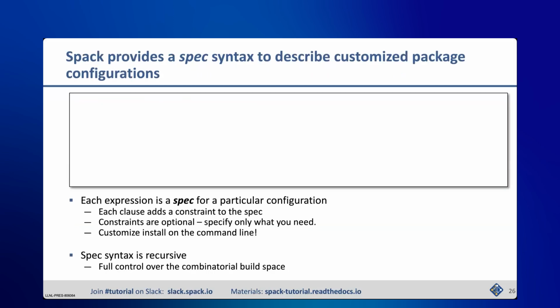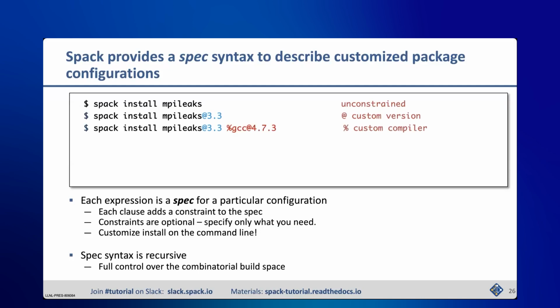So you saw that Spack provides a syntax that lets you describe custom package configurations. So Alec went through a number of these, but you've got spack install mpileaks, spack install mpileaks@3.3 to install version 3.3. You can specify the compiler with a % sign. You can specify variants, so options on the build.